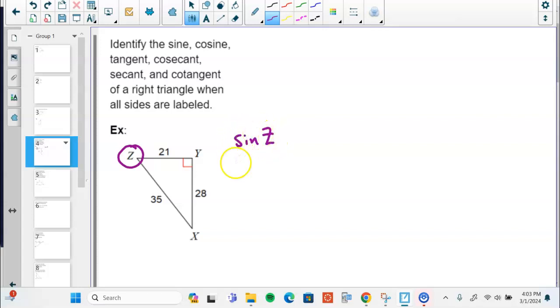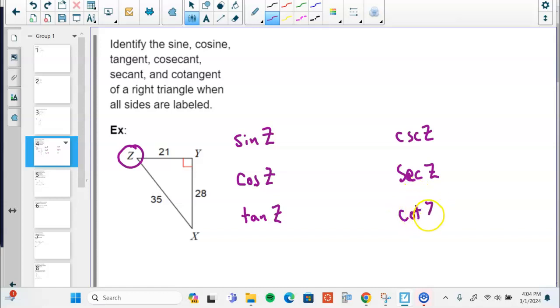I need to find sine Z, cosine of Z, tangent of Z. We're going to find the cosecant of Z, the secant of Z, and the cotangent of Z. And I'm putting these next to each other because the cosecant is the reciprocal of sine. So if I find the sine, I can flip the fraction over and get the cosecant.